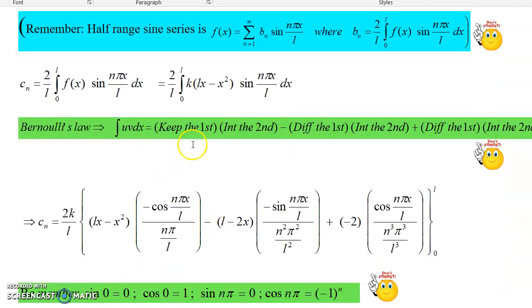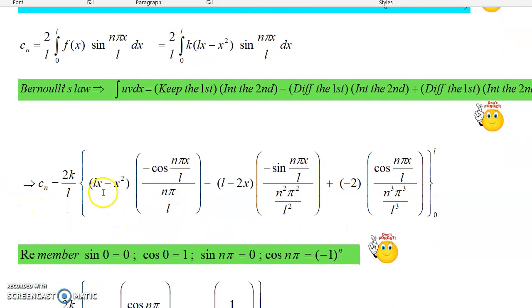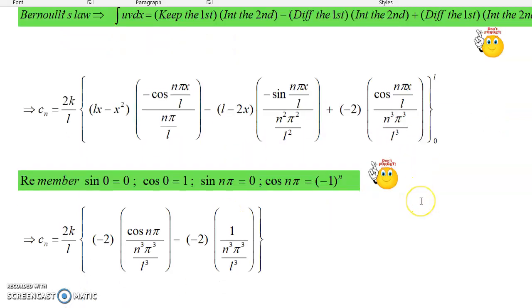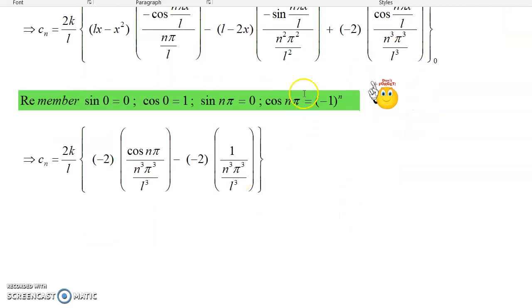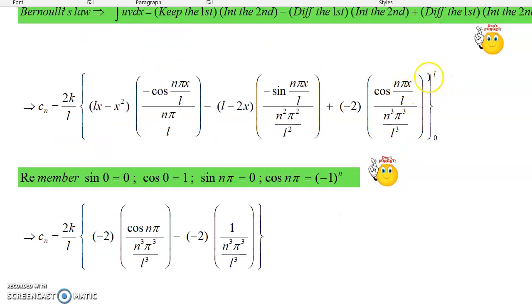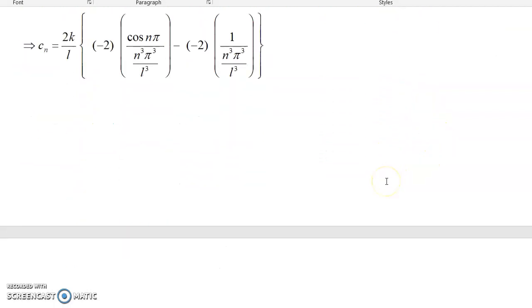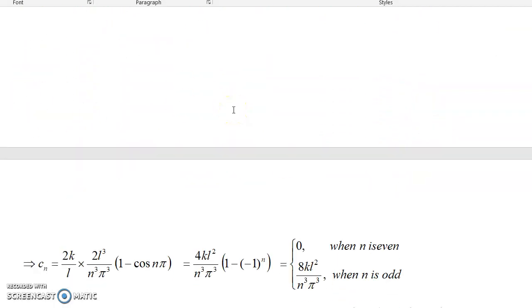Now you know how to use Bernoulli's formula. This is the integral of two terms. So taking k out, keep the first, integrate the second. Sin when you integrate gives minus cos. Minus, differentiate the first, integrate the second. Plus, differentiate the first, integrate the second. So using Bernoulli's rule, you can integrate this and apply the limits. In the place of x, you apply L, minus in the place of x, you put 0. So you will get the answer of Cn like this.